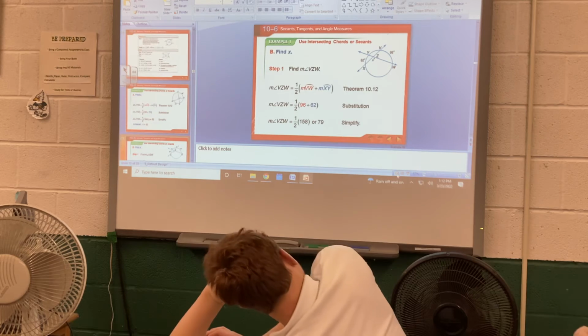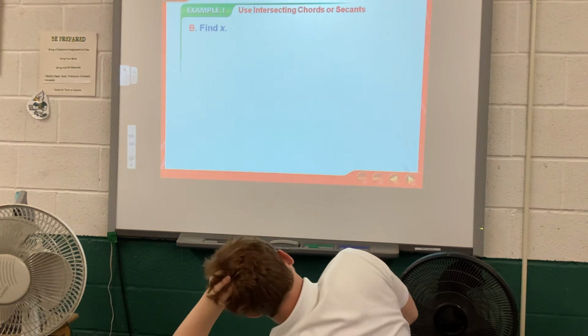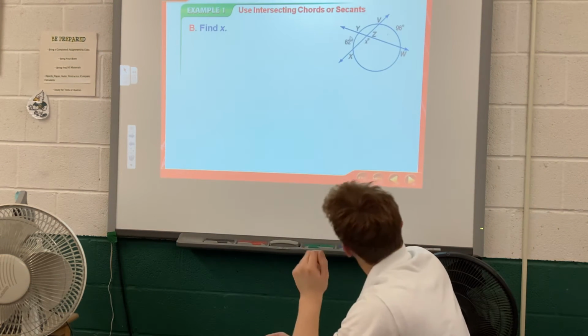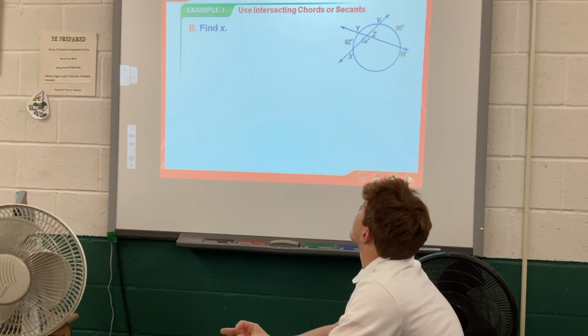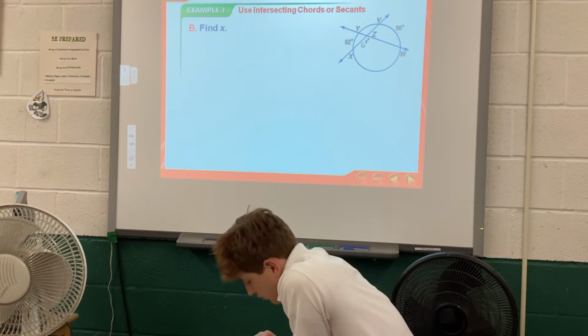So this is the one that we just talked about. Now they give you these two arcs, but they're asking you for the other angle, so you still go through the exact same process we did. We find this, and then we subtract from 180.